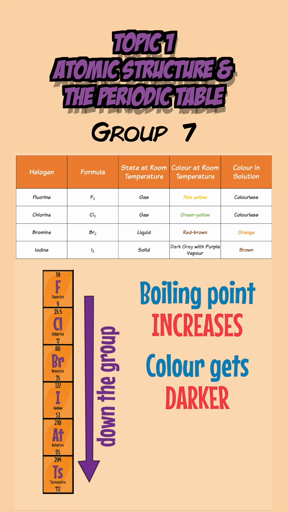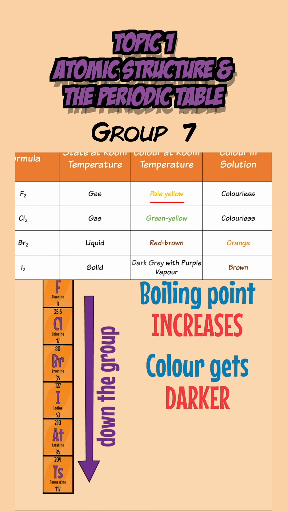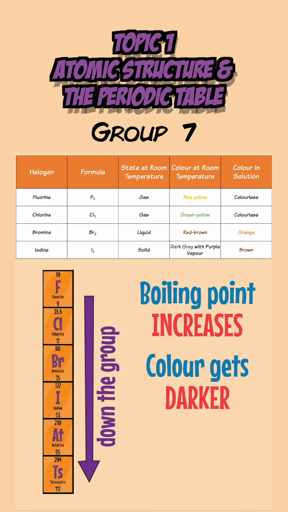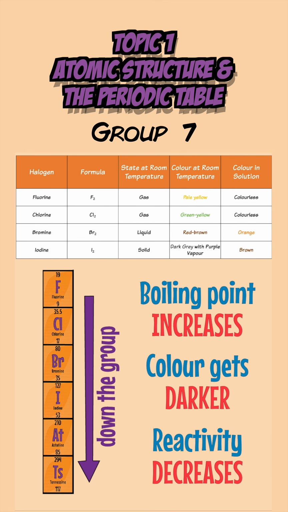The color of the halogen also gets darker as you go down the group. Fluorine is a yellow gas, chlorine is green, bromine is a red-brown liquid, and iodine is a grey solid. As you go down the group, the reactivity of the halogens decreases.